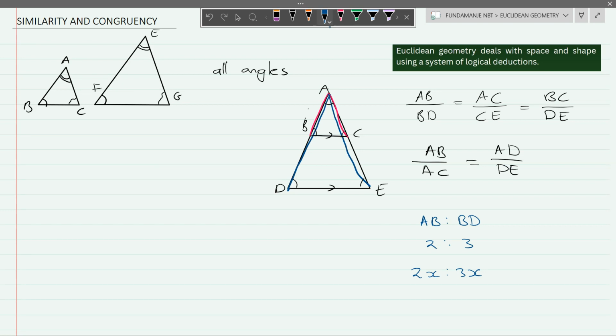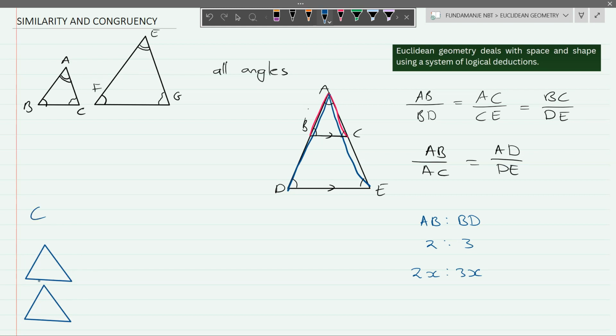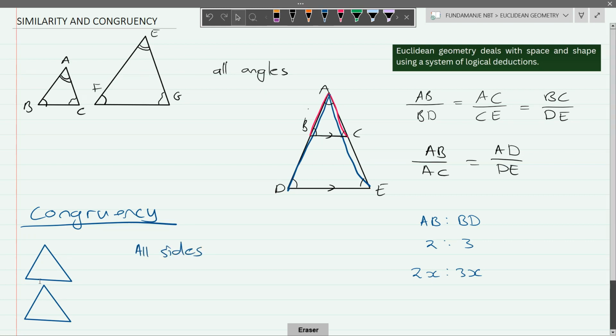As for congruency, it means that the two triangles or the two shapes that you're working with are exactly the same, which means that in order for congruency to be achieved, we need all sides to be equal. So all corresponding sides need to be equal.